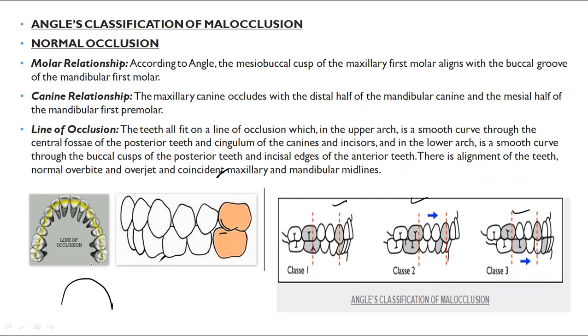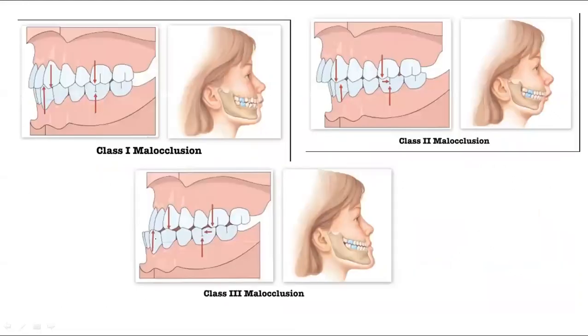So it's a smooth curve through the central fossa of the posterior teeth and the cingulum of the canines and incisors, okay? And in the lower arch it is a smooth curve through the buccal cusps of the posterior teeth and incisal edges of the anterior teeth. There is alignment of the teeth, normal overbite and overjet, and coincident maxillary and mandibular midlines.